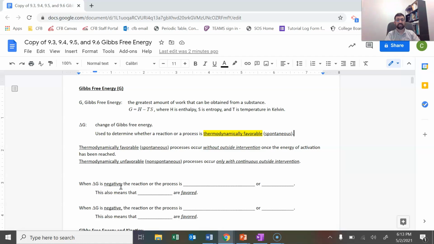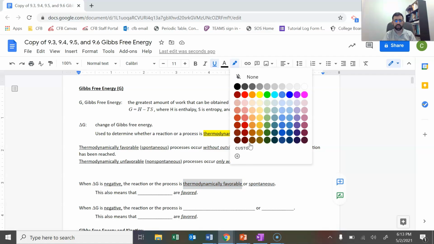When delta G is negative, that means the reaction or the process is thermodynamically favorable or spontaneous. Apparently misspelled something. There's an R missing. That's what it is. Okay. Thermodynamically favorable or spontaneous. Again, this is the word I really want to emphasize. Thermodynamically favorable.